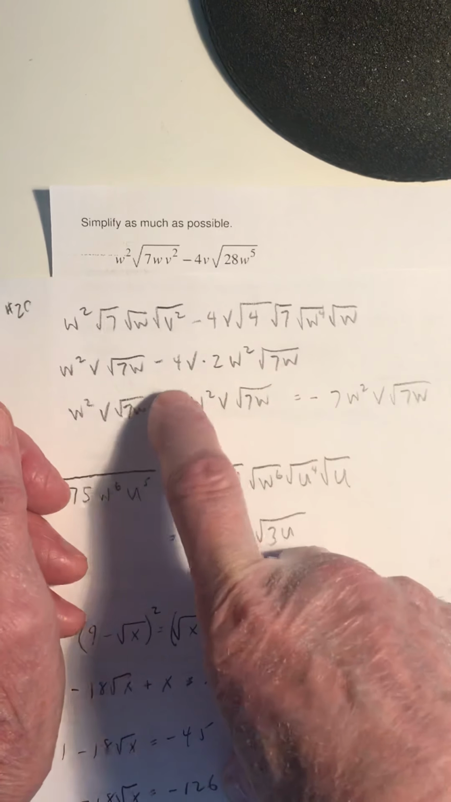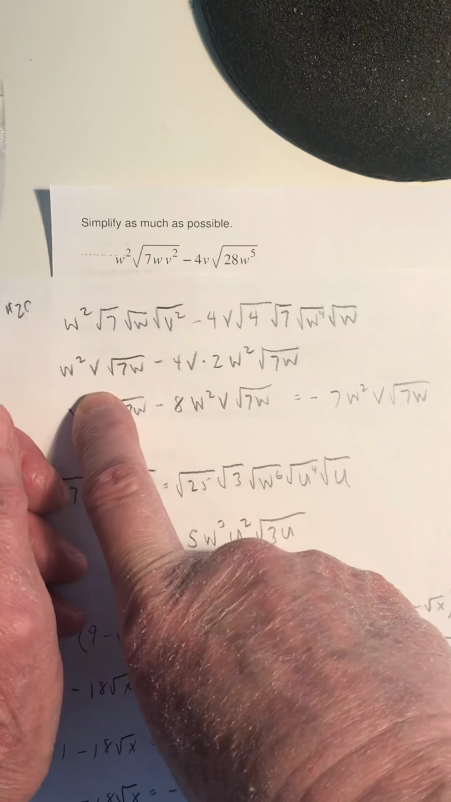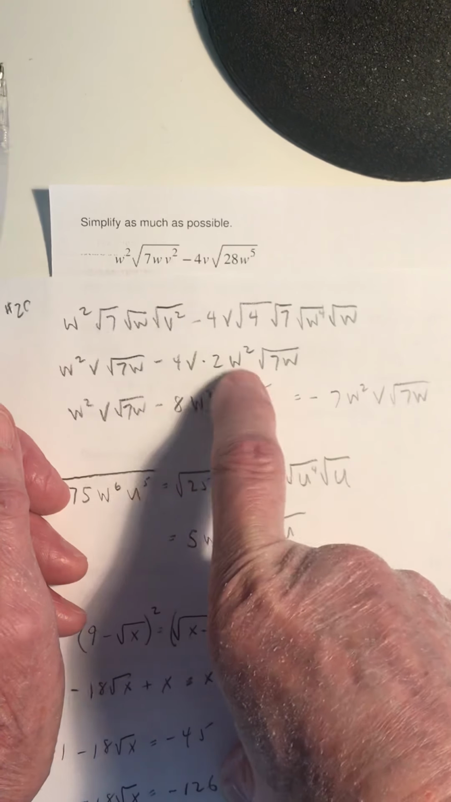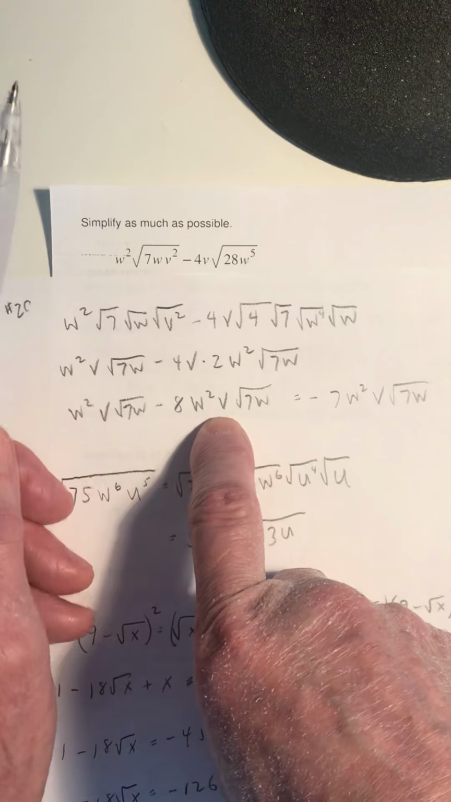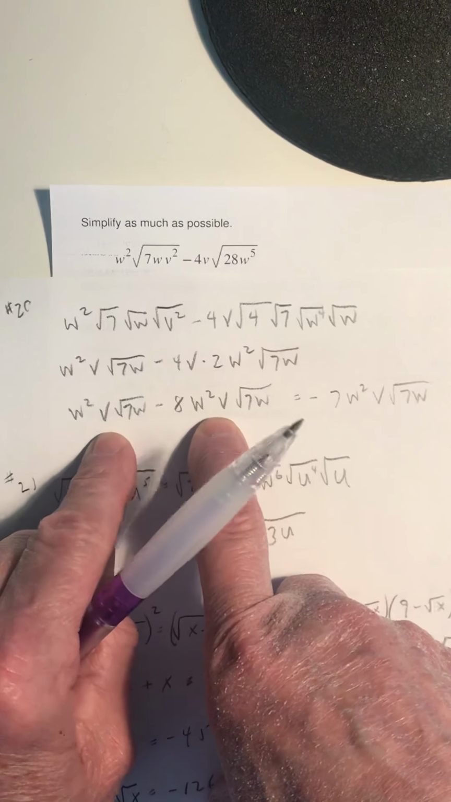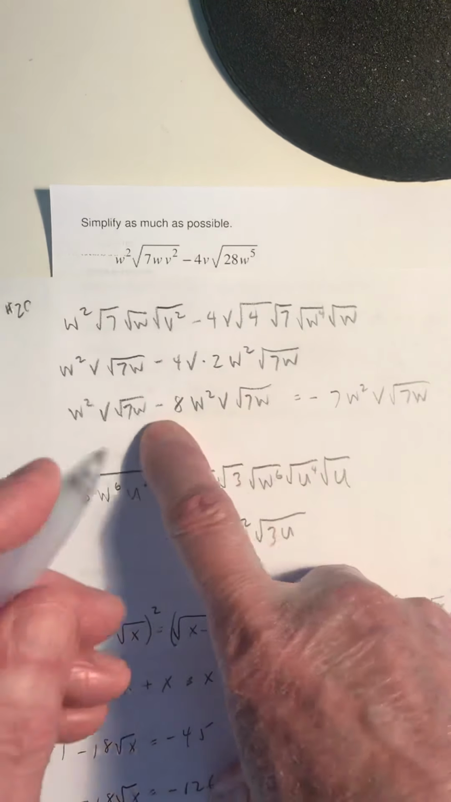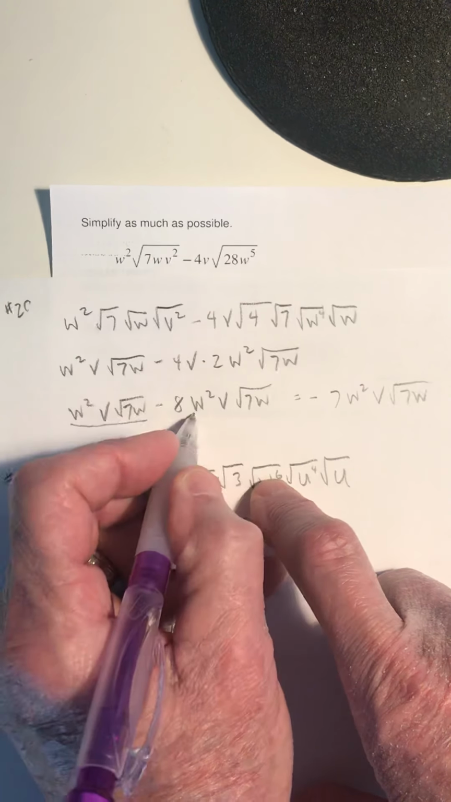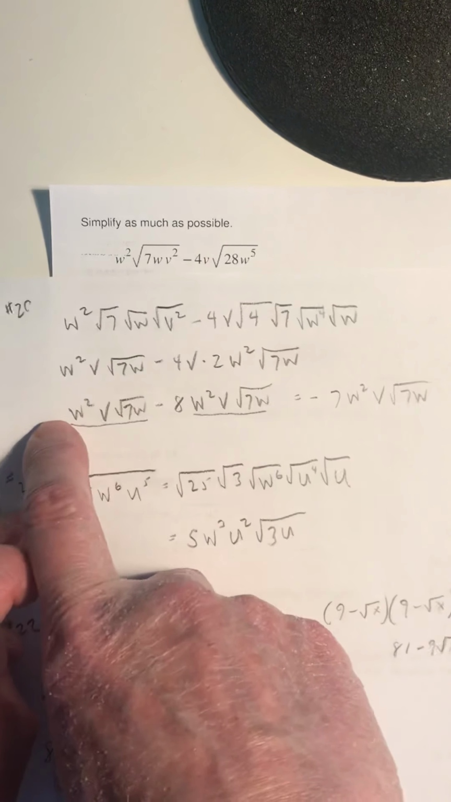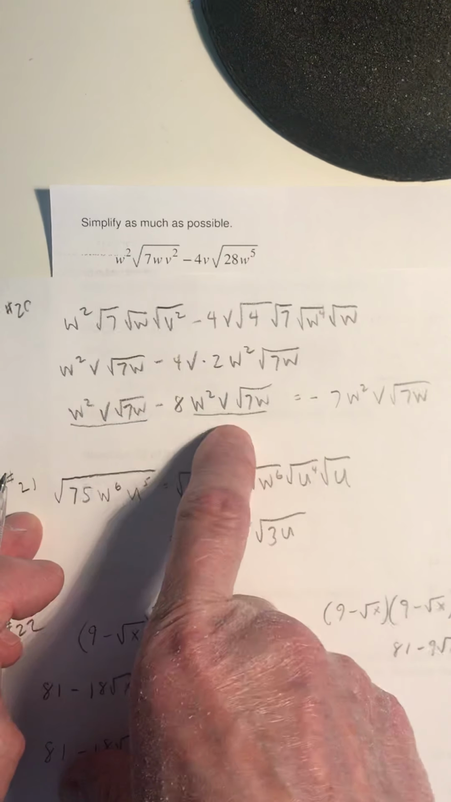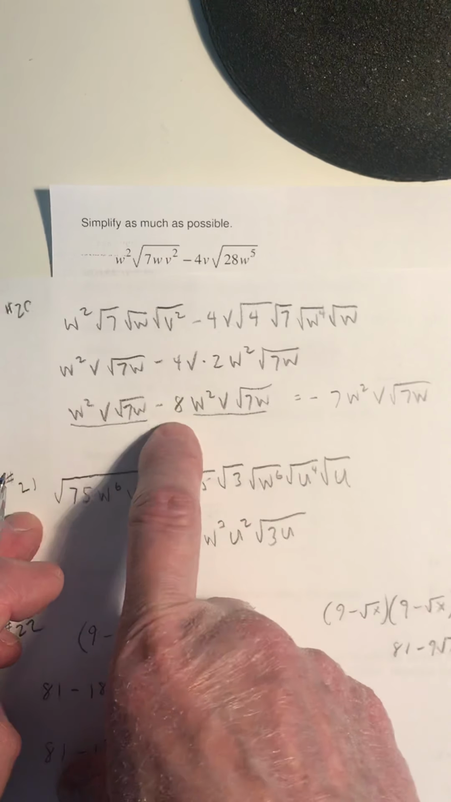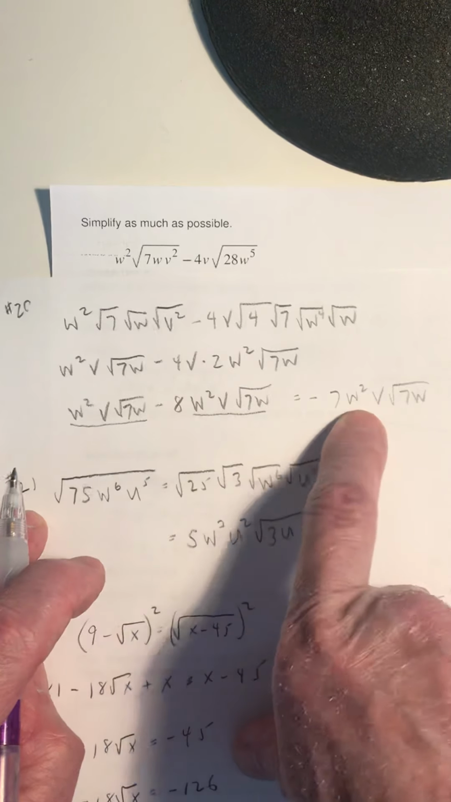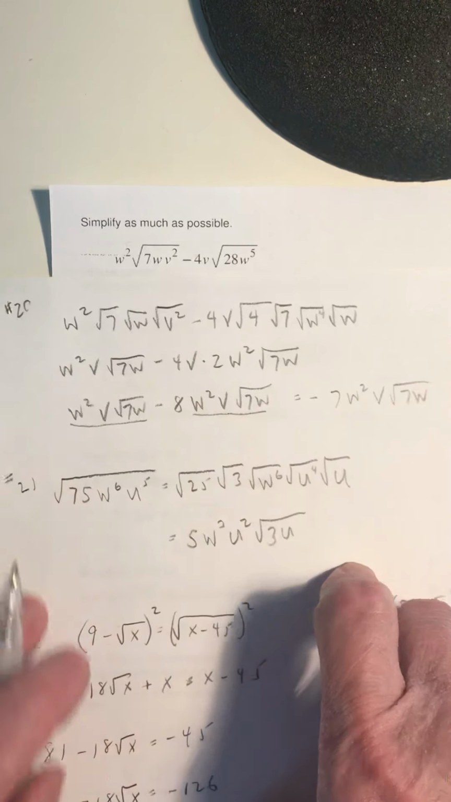After we clean this mess up, this is done already. This 4 times 2 we make into an 8, and the v w squared, I put the w squared in front just to make it look more like its partner over here. At this point, can we subtract? Yes, because these are a perfect match. We have 1 of these minus 8 of the exact same thing. 1 minus 8, negative 7 of those. It's a mouthful. W squared v square root 7w.